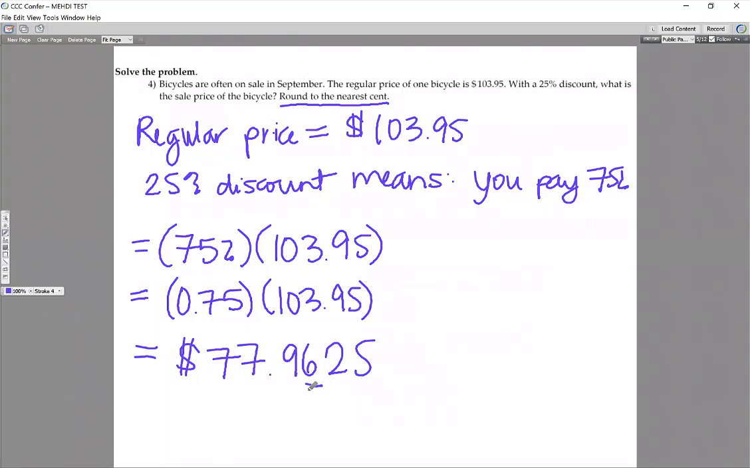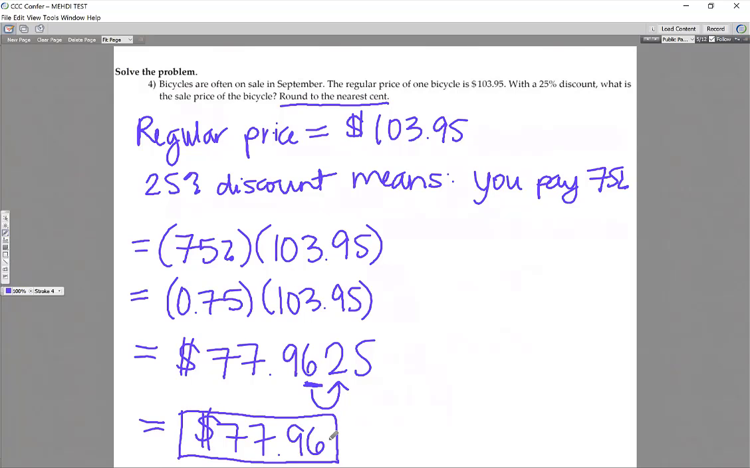So we're going to look at the cent, which is in the hundredths place. We're going to look to the right, and we see that it's a 2, which is below 5, so we are going to round down. So our answer becomes $77.96. So don't forget to look to the original problem to see where you need to round your answer to. If you don't round it correctly, you're not going to get the right answer. So make sure to pay close attention to that.